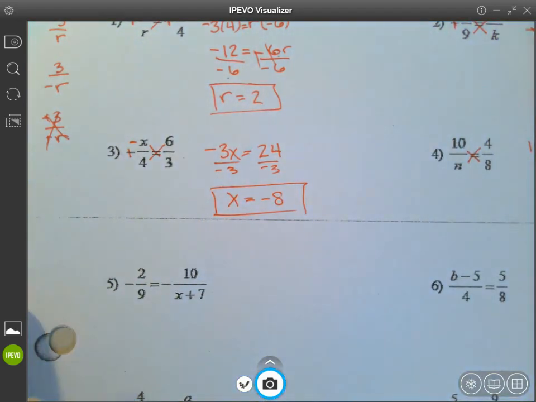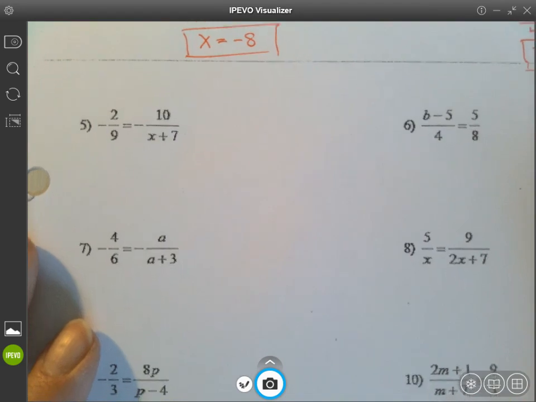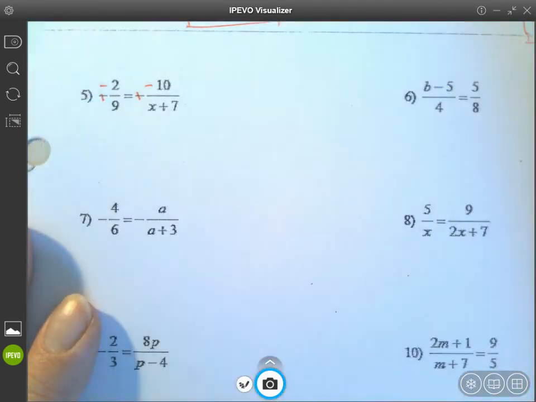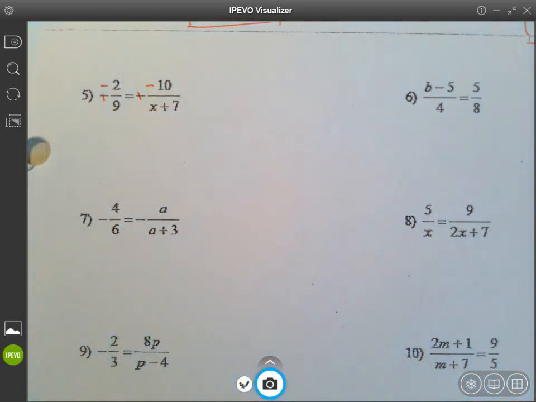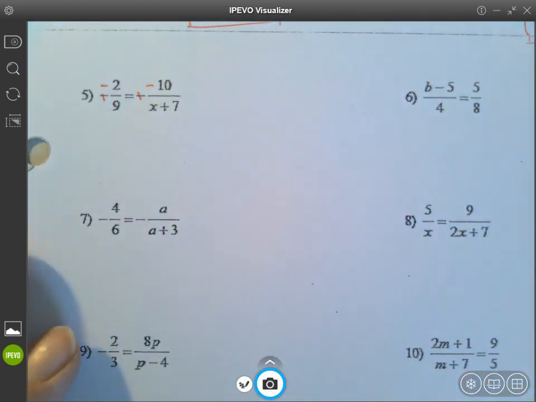All right, so that's it for these single piece fractions. Now, look at number 5. You see a difference here. First thing I see, I'm going to go ahead and push my negatives to the numerator. But what else is here? There's not just one piece under here, there's 2. So this is what we have to be careful with.